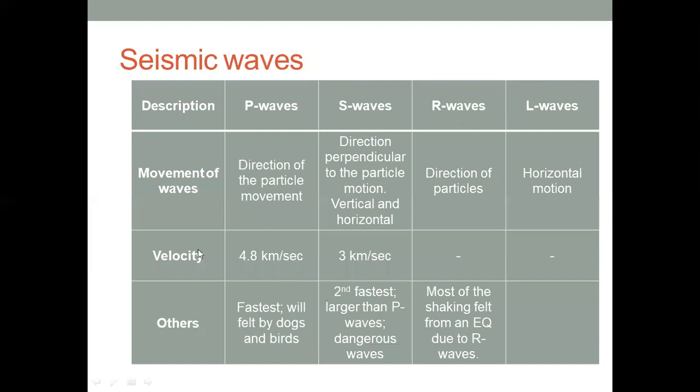The velocity of P waves is 4.8 km per second, and S waves is 3 km per second. So by seeing these two, the fastest wave is the P wave. It can be felt by dogs, birds and other animals. The second fastest and larger than P waves are the S waves, which are dangerous, and most of the shaking felt from the earthquake is due to R waves. So this is the comparison of P, S, R, and L waves.